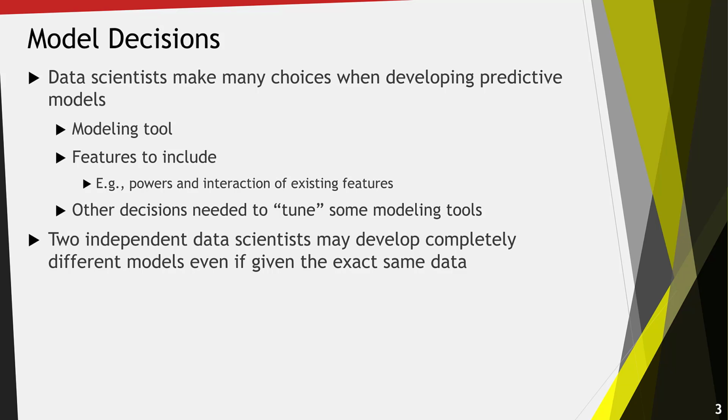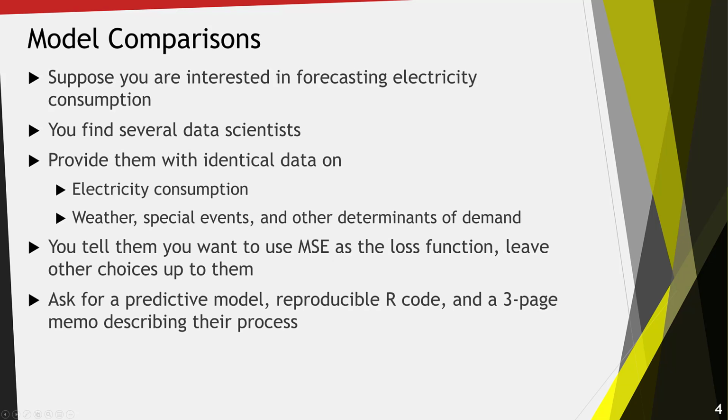Data scientists make many choices when developing predictive models. You'll choose a modeling tool. Frequently, you'll choose the features to include. Things like the powers and interactions of existing features are some choices you might make. You'll also need to make other decisions to tune some modeling tools. Because of all these choices, two independent data scientists may develop completely different models, even if given the exact same data. As an example, suppose you're interested in forecasting electricity demand.